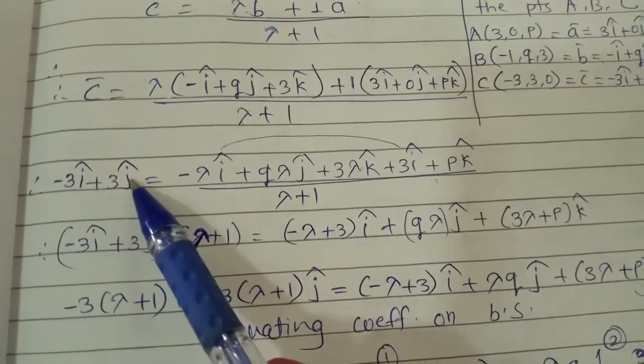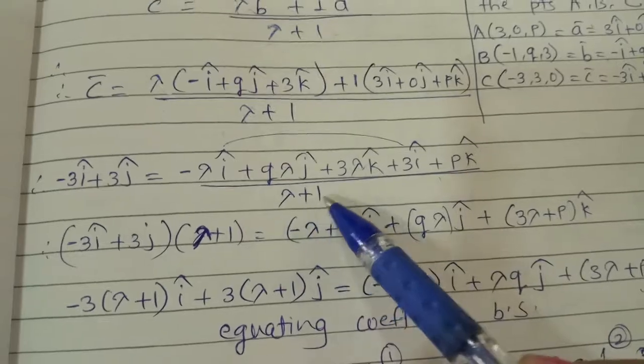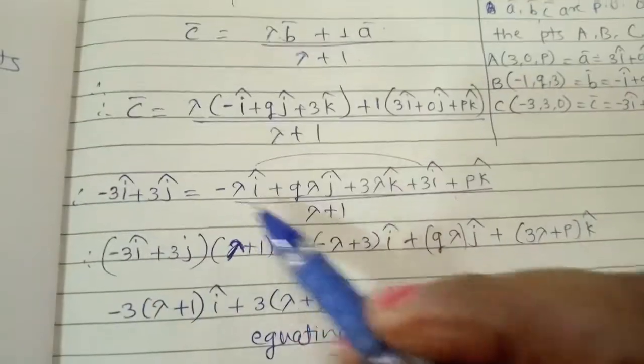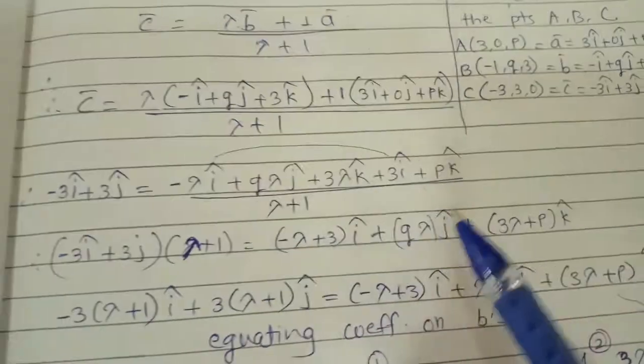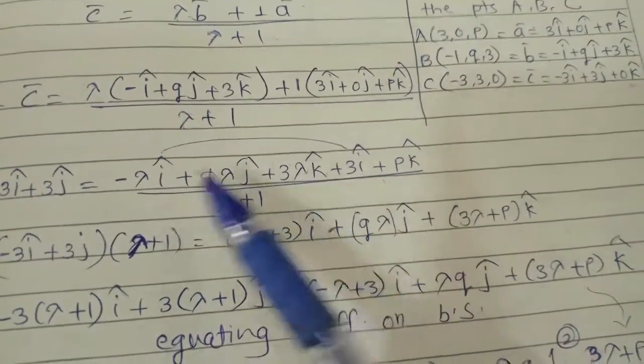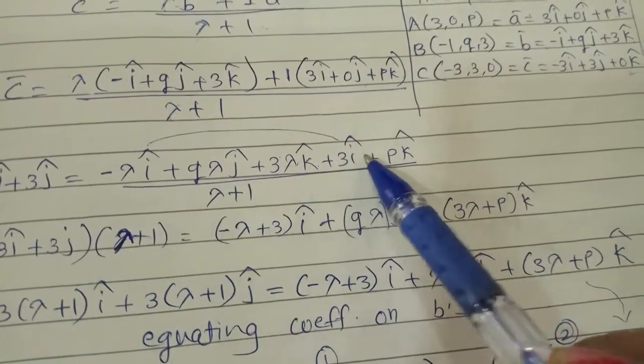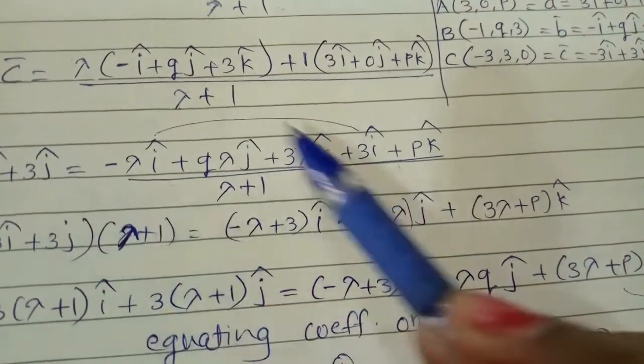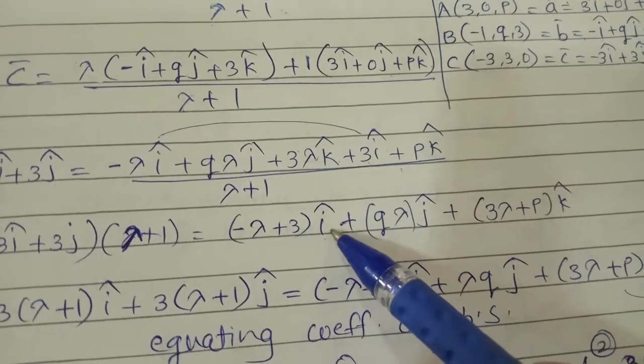Now λ plus 1 goes to this side and gets multiplied with this bracket, and from this I am going to take the common i cap and j cap. There are two terms of i cap, so I am taking i cap common, and in the bracket we will get minus λ plus 3, with i cap common.